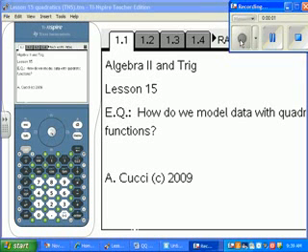How do we model data with quadratic functions? We're going to be learning about quadratics today. We talked a little bit about this. We know that a quadratic has a squared. A quadratic, when we graph it, is a, what is it again? Parabola. Okay, so we know what a quadratic is.